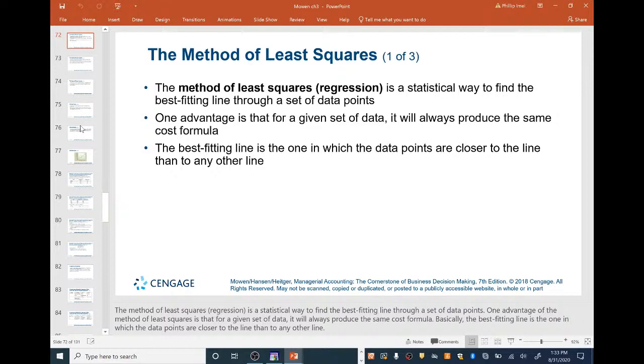The best fitting line is the one in which the data points are closer to the line than any other line. So once again, we want those data points to be as close to the line as possible. That's what we're going to use this regression, the method of least squares, for. The best fitting line is going to be the one with which the data points are closer to the line than any other line.